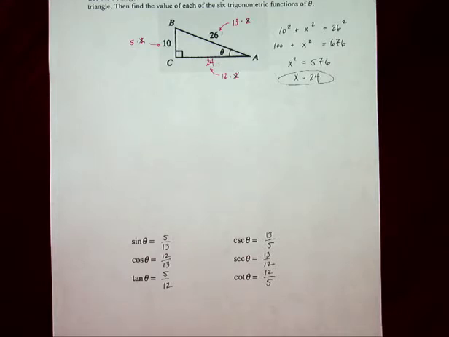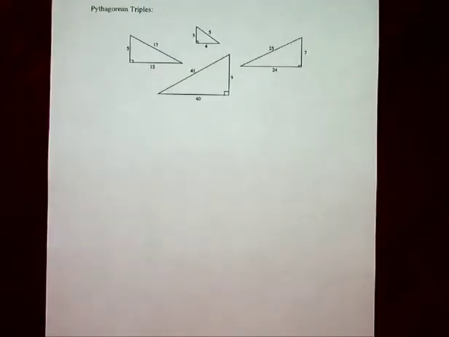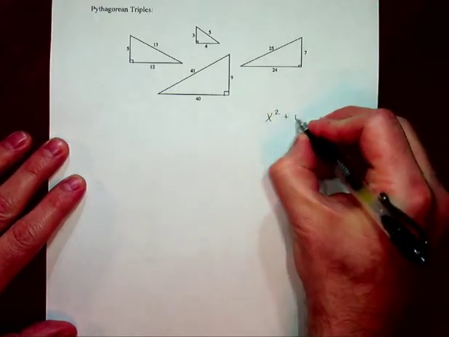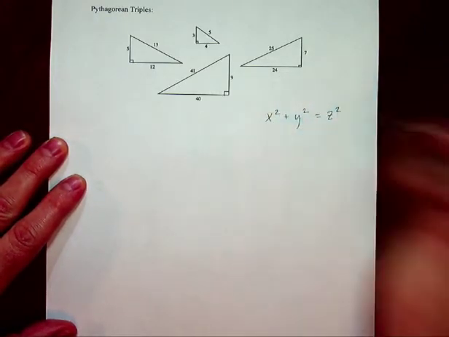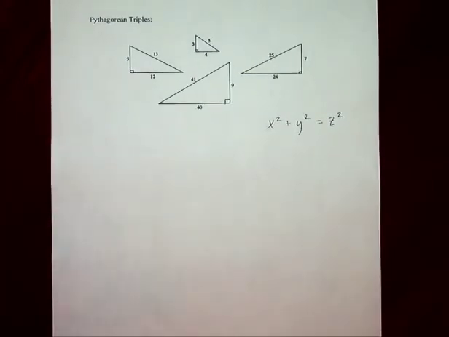Let's go ahead and talk about Pythagorean triples before we finish out this video, and then we'll jump in with another type of problem in the next video. Now, Pythagorean triples are when you get integer solutions to x squared plus y squared is equal to z squared. Okay? And there's actually a formula for them. I'm not going to share that with you right now. It's kind of neat, but it's not going to be helpful for you.